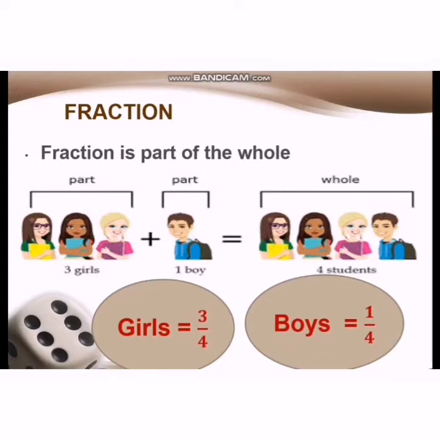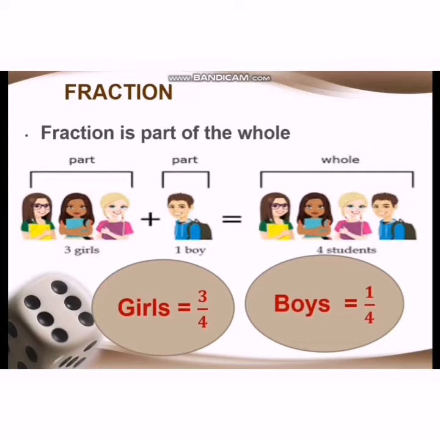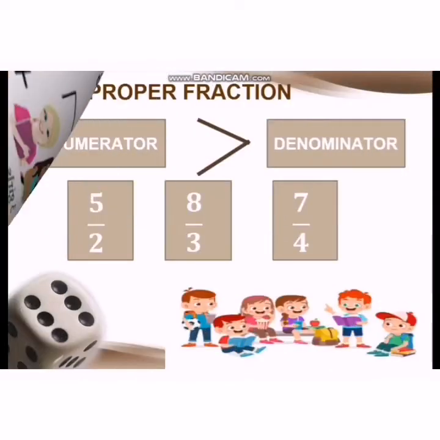We have 3 girls. These are the part. We have 1 boy. This is also the part. When we combine these 3 girls and 1 boy, we get 1 whole. In other words, we get 4 students. Now, what is the fraction of the girls? Fraction of the girl is 3 by 4. 3 is the part and 4 is the whole. And the fraction of boy is 1 by 4. 1 is the part and 4 is the whole. So this is the fraction.